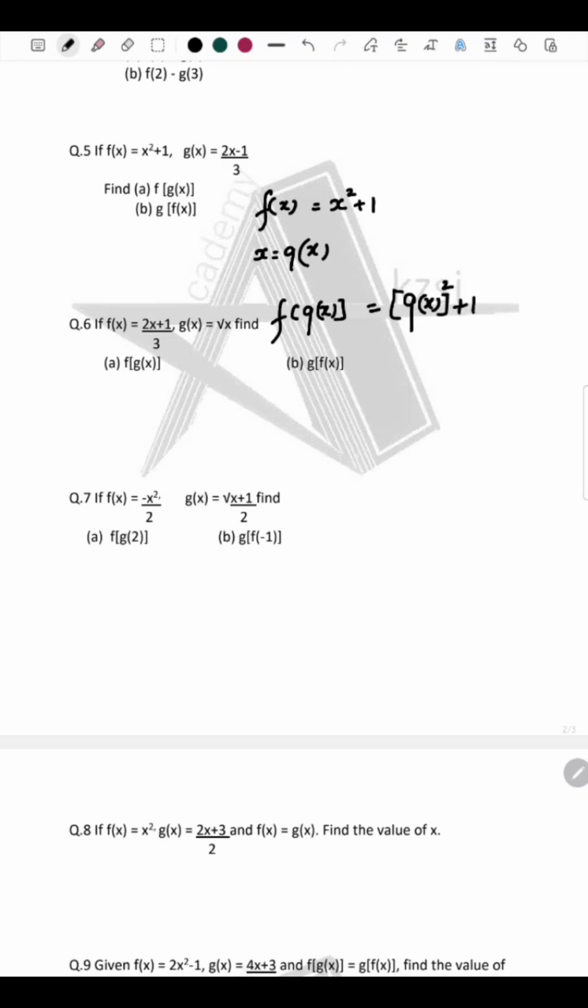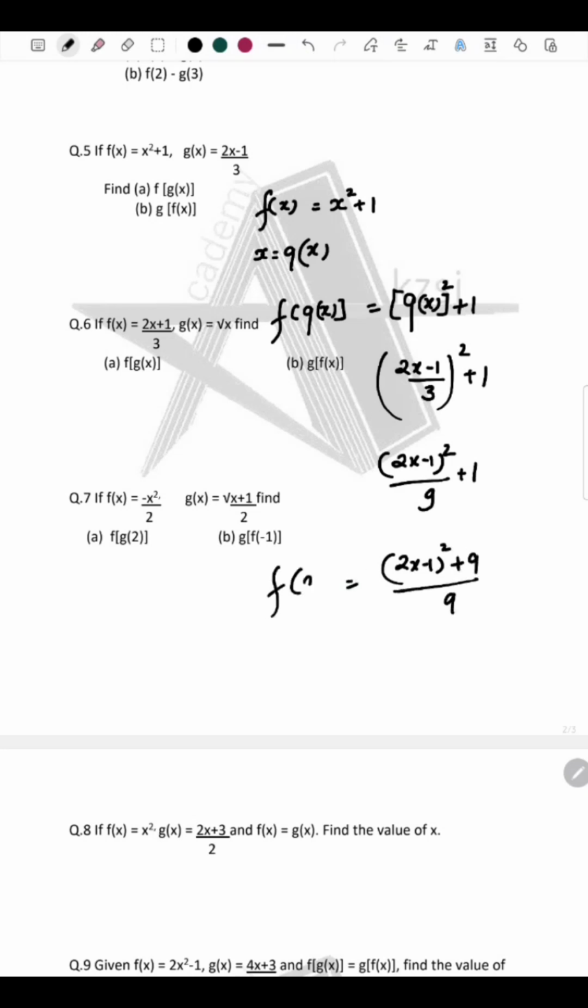Obviously, we can't leave our answer in terms of g(x). So we need to substitute the actual value of g(x), which is ((2x minus 1) over 3) whole squared. So this will be (2x minus 1) whole squared over 9 plus 1, or ((2x minus 1) whole squared plus 9) over 9. You can leave your answer as it is. You don't need to solve it further, but if you want, you can do that as well, which will give you (4x squared plus 1 minus 4x plus 9) over 9, or (4x squared minus 4x plus 10) over 9 will be our final answer.